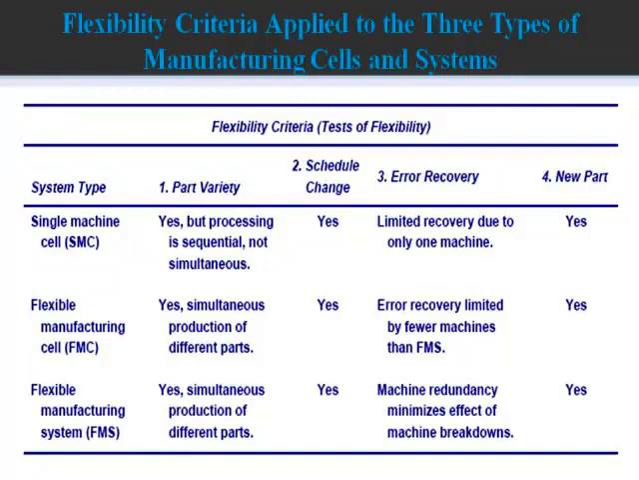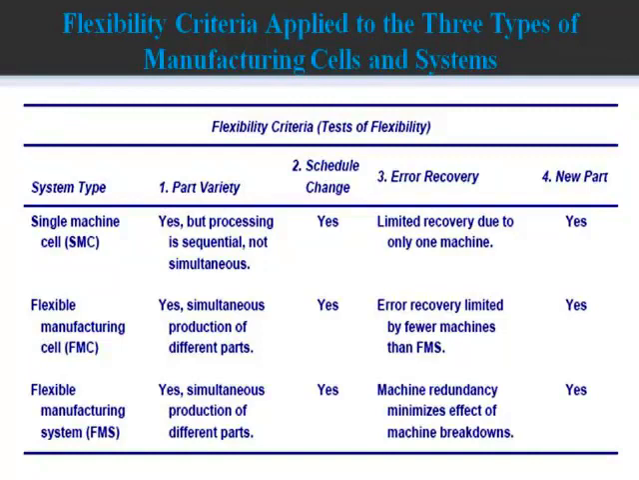Flexible manufacturing cell, part variety, yes. Simultaneous production of different parts is possible. Schedule changes, yes, it accepts. Error recovery is limited by fewer machines than an FMS, and new part production is possible.